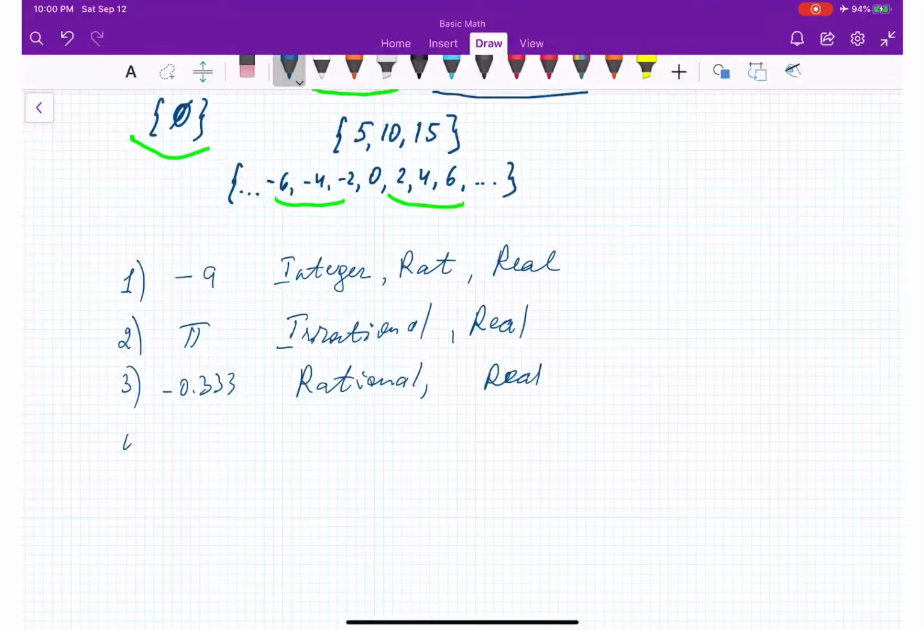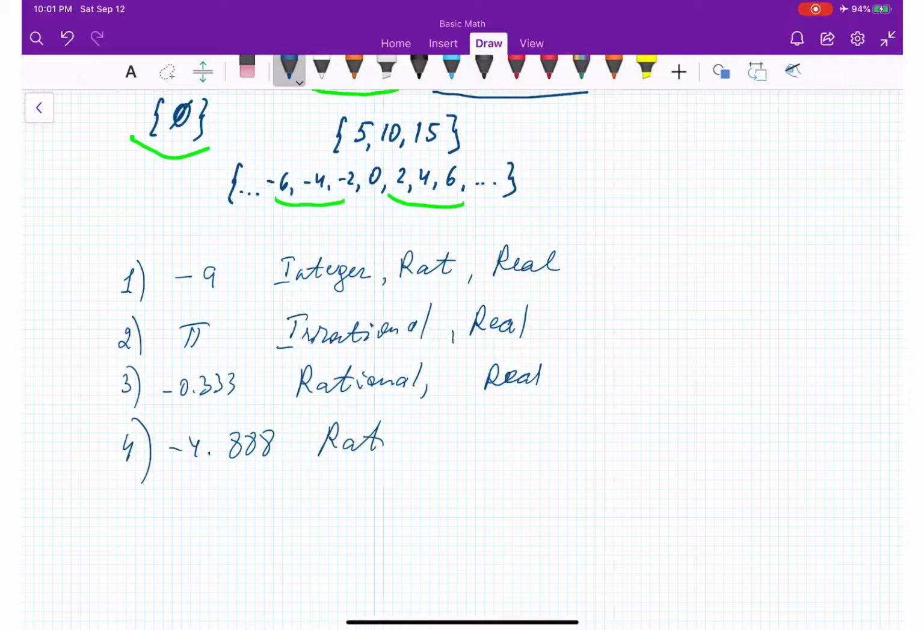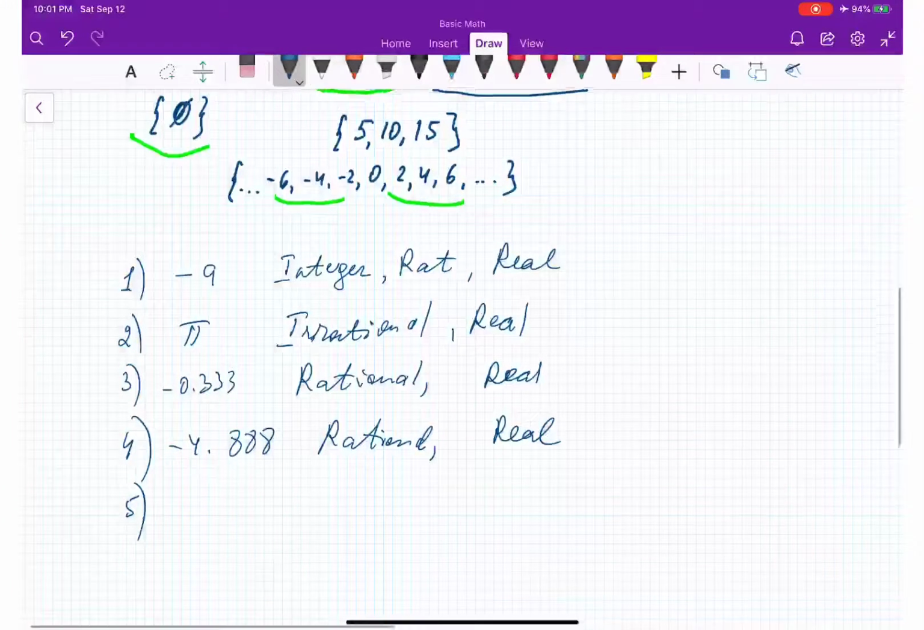Next one. Negative 4.888. Is it an integer? No, of course not. It has a fraction. Is it rational? Yes, it is rational. Is it irrational? No. Is it real? Yes, real. You can look, it's similar to the third and fourth question.